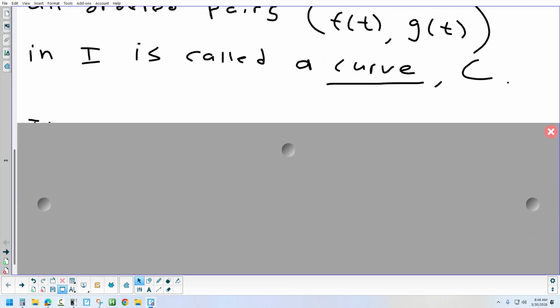Every parametric problem has to have an interval with it. If I don't give you an interval, then I guess you just assume the interval is all real numbers, right? So every parametric problem has an interval. Usually I'm going to tell you what it is, and it's usually not all real numbers.